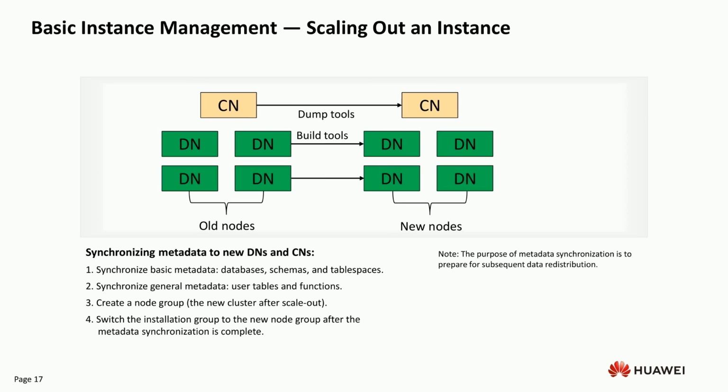To synchronize metadata to new DN on CN of a certain table, you can perform the following operations. First, synchronize basic metadata, including databases, schemas, and tablespaces. Second, synchronize general metadata, including user tables and functions. Third, create a node group, which is the new cluster after scale-out. Fourth, switch the installation group to the new node group after the metadata synchronization is complete. Please note that the purpose of metadata synchronization is to prepare for subsequent data redistribution.